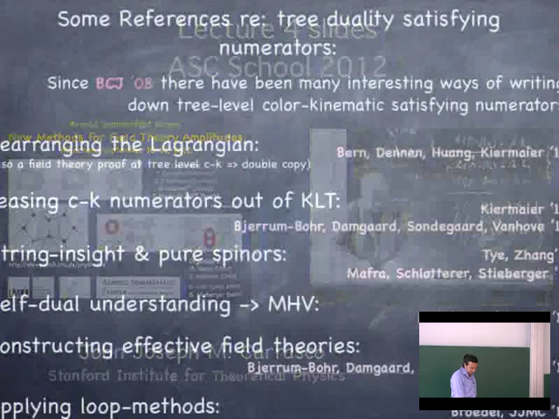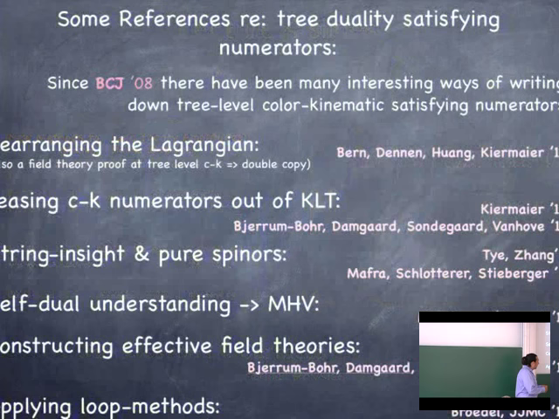Okay, so we spent a lot of time this morning talking about these tree duality satisfying numerators. I gave you an algorithm to get them for all multiplicity, for all external states. But there are lots of different ways, and a lot of them are really interesting, because we still have a lot of mysteries about where this is all coming from. It's worth checking out a lot of what this is.